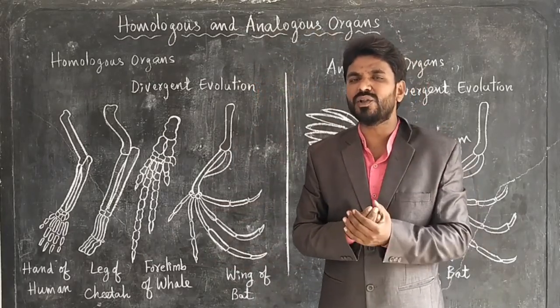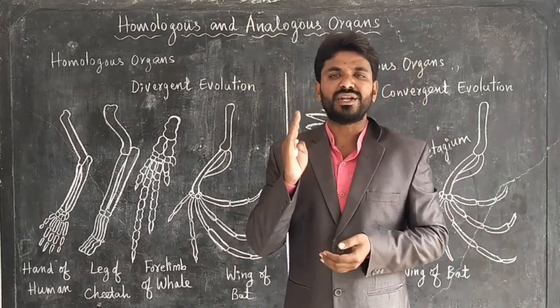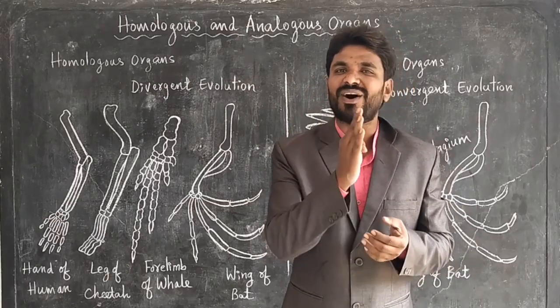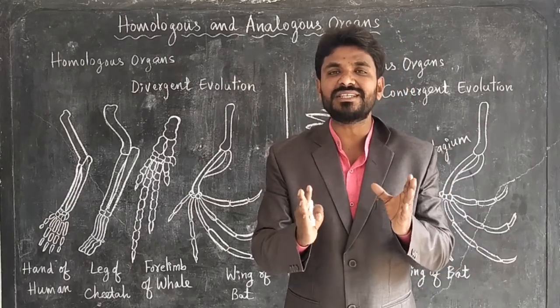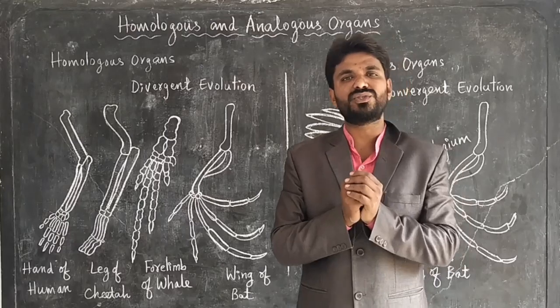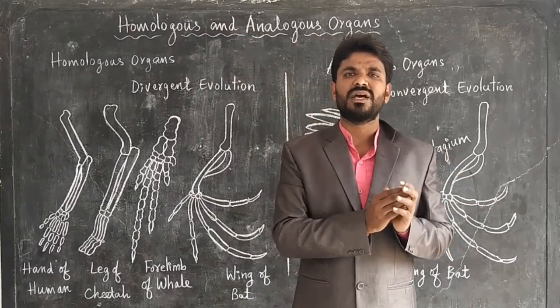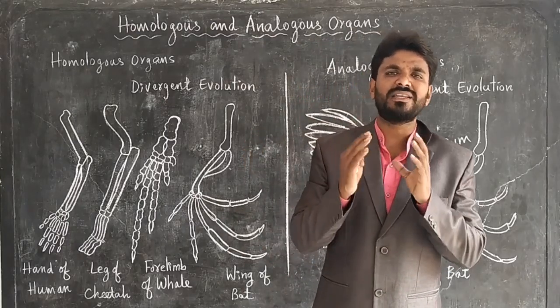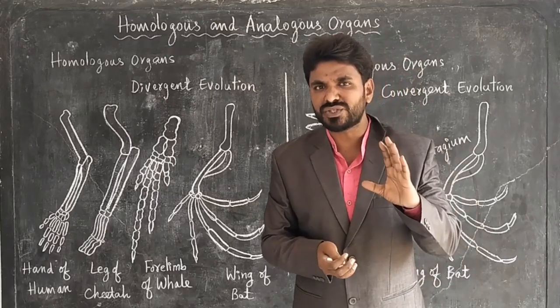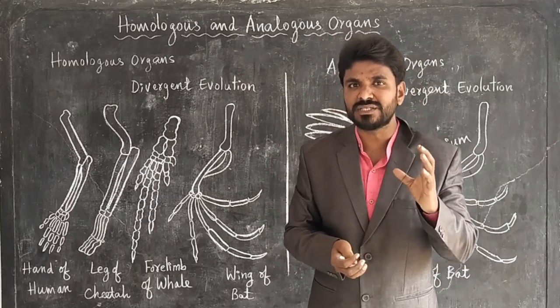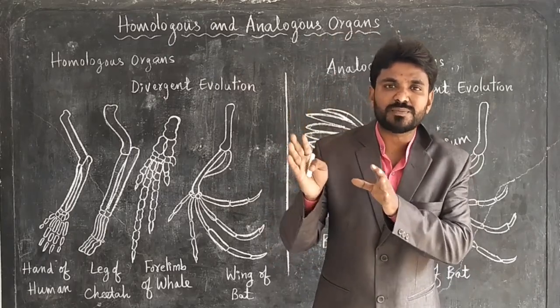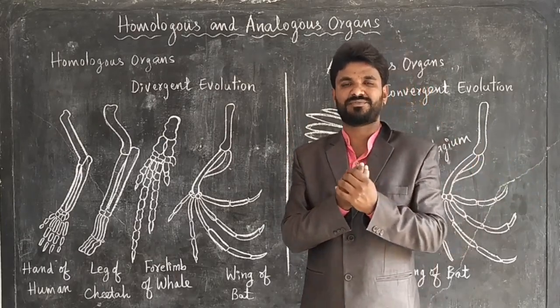What does it mean by evolution? Evolution means continuous changes take place in organisms. The continuous changes in organisms is called evolution. It is a very long process, a very broad process, and a continuous process in which changes take place continuously in the organisms.